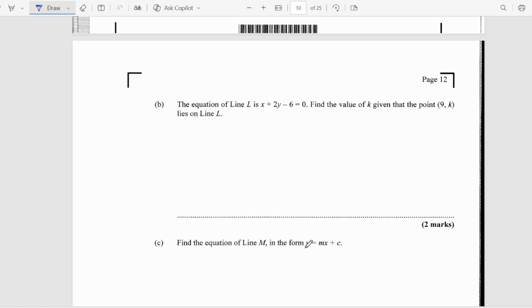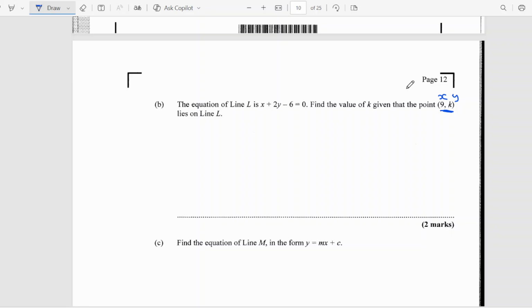Part B, the equation of line L is x plus 2y minus 6 equal to 0. Find the value of k given that the point (9, k) lies on the line L. So they're telling you this point lies on that line. Basically they give you x and they're asking you to find what y is, right? So we're substituting this into this equation. We substitute 9 and k.